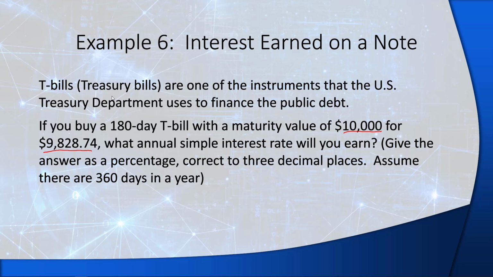Okay, well, let's start off with a simple interest equation, and that is the future value is equal to the principal plus the principal times the interest rate times the time duration of the loan. All right, well, A is $10,000. That's how much the T-bill will be worth in the future. P is $9,828.74. That's how much the T-bill was worth when we bought it. And then T is 180 days.